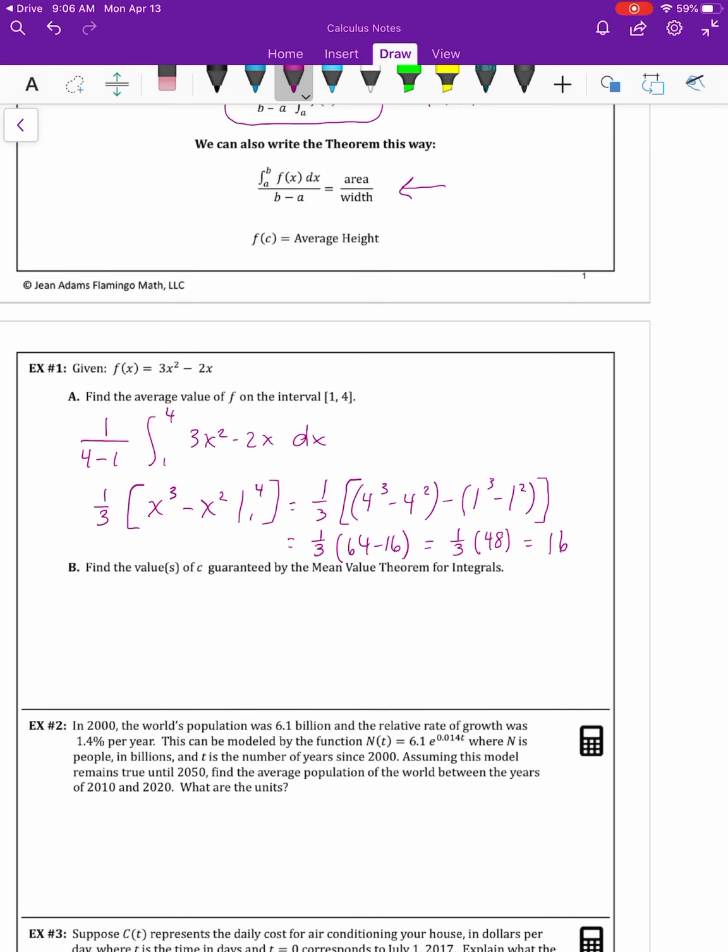So we're going to find that average population, and if it says t is the number of years since 2000, this would be from 10 to 20 for us for the t value. So this would be 1 over 20 minus 10, integral from 10 to 20, 6.1 e to the 0.014t dt. Okay, that's going to be your formula for finding that average population.